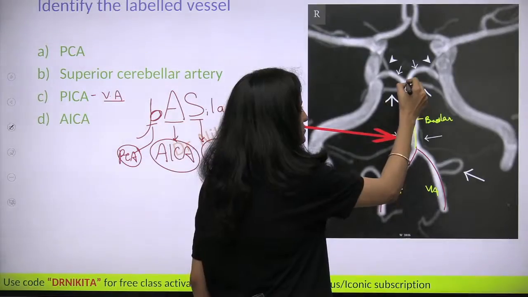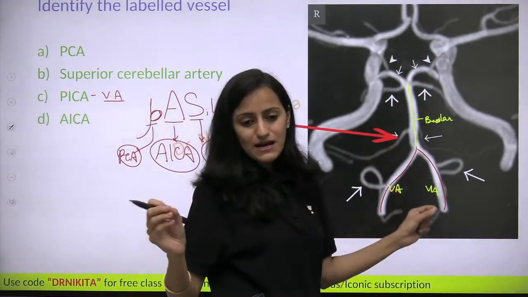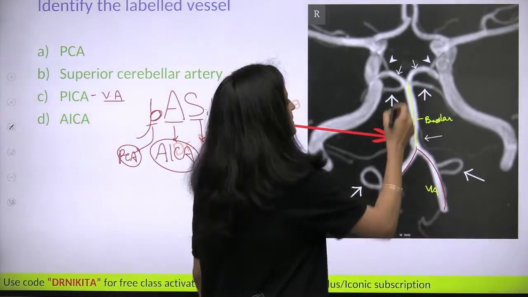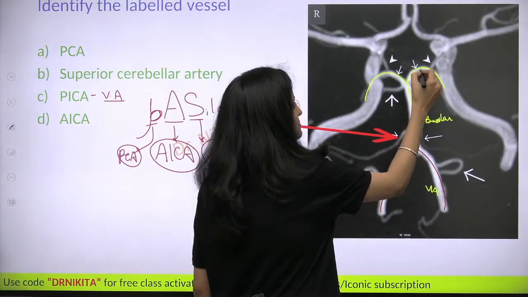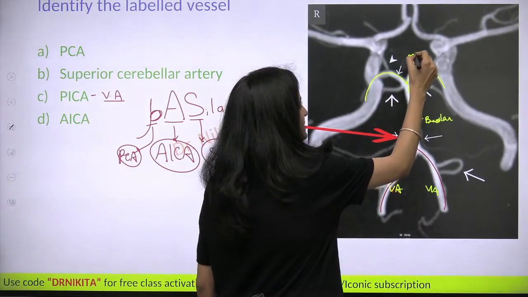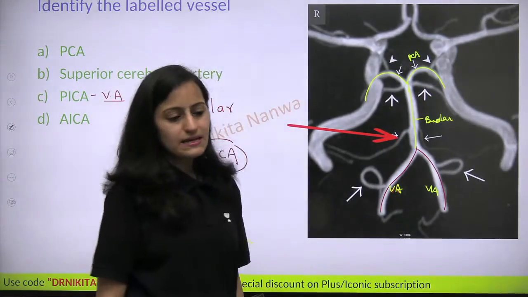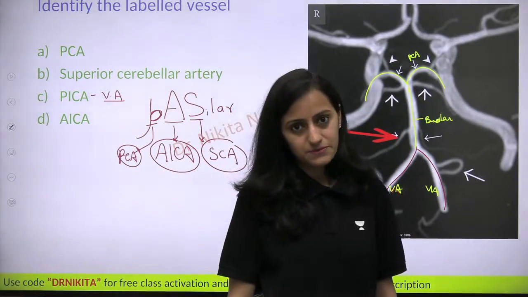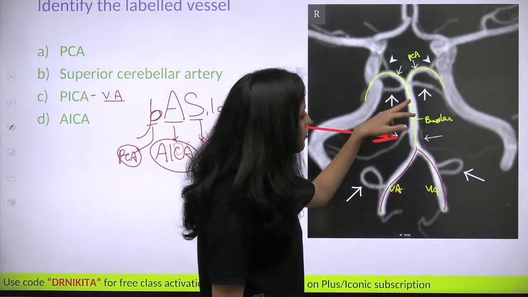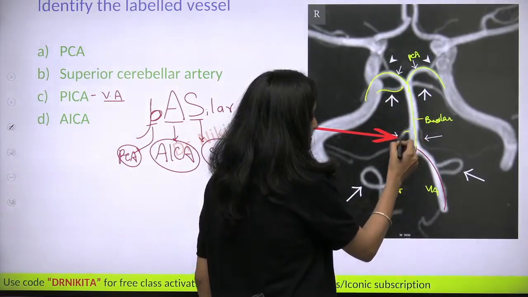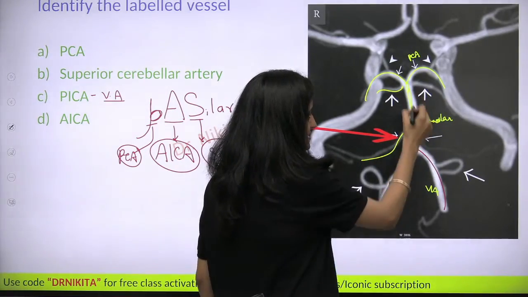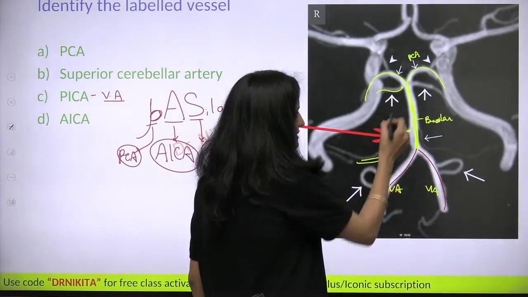Basilar artery, when you see, what is the terminal branch of the basilar artery? Remember, that is your posterior cerebral artery. So this one is your PCA, posterior cerebral artery, the branch coming from the basilar. Now you have two more branches coming from basilar, this and this. This is the basilar artery. You have two more branches coming here.